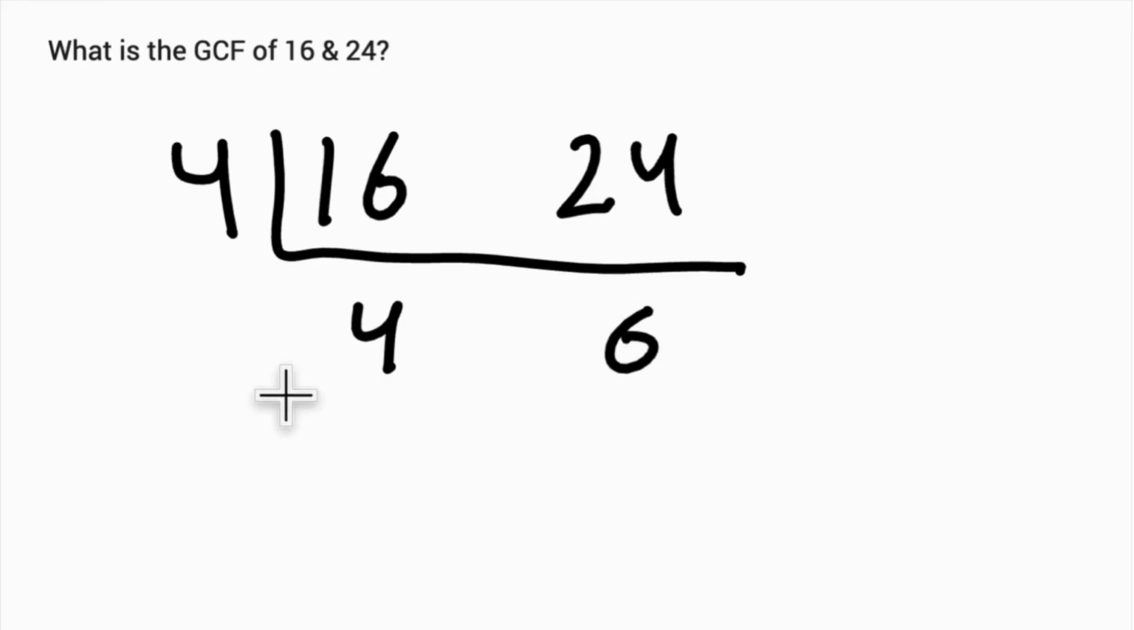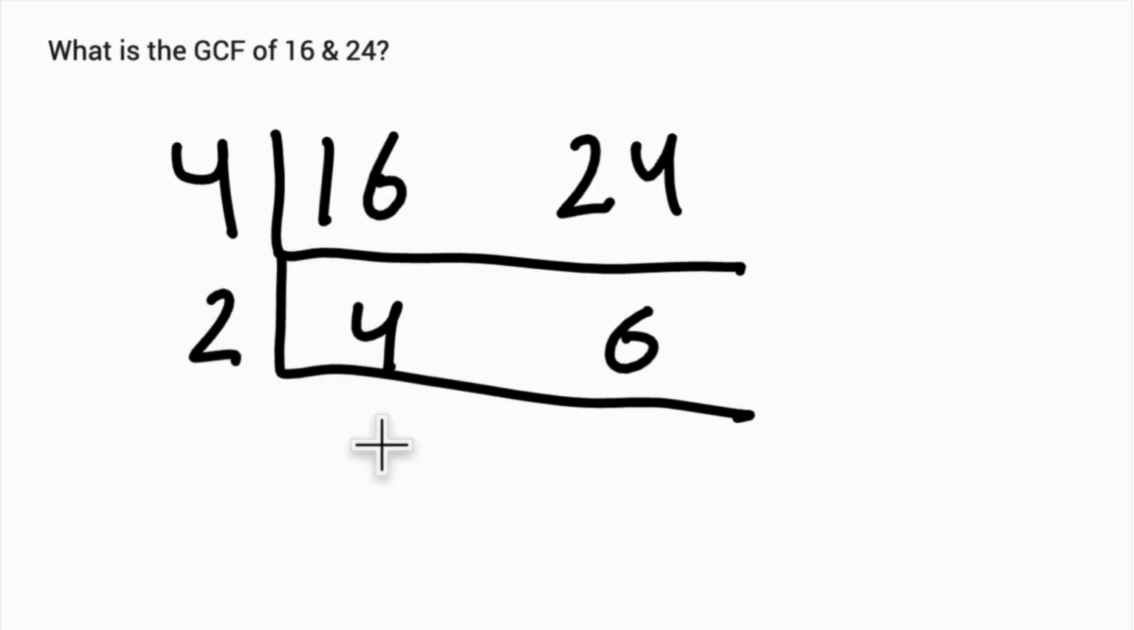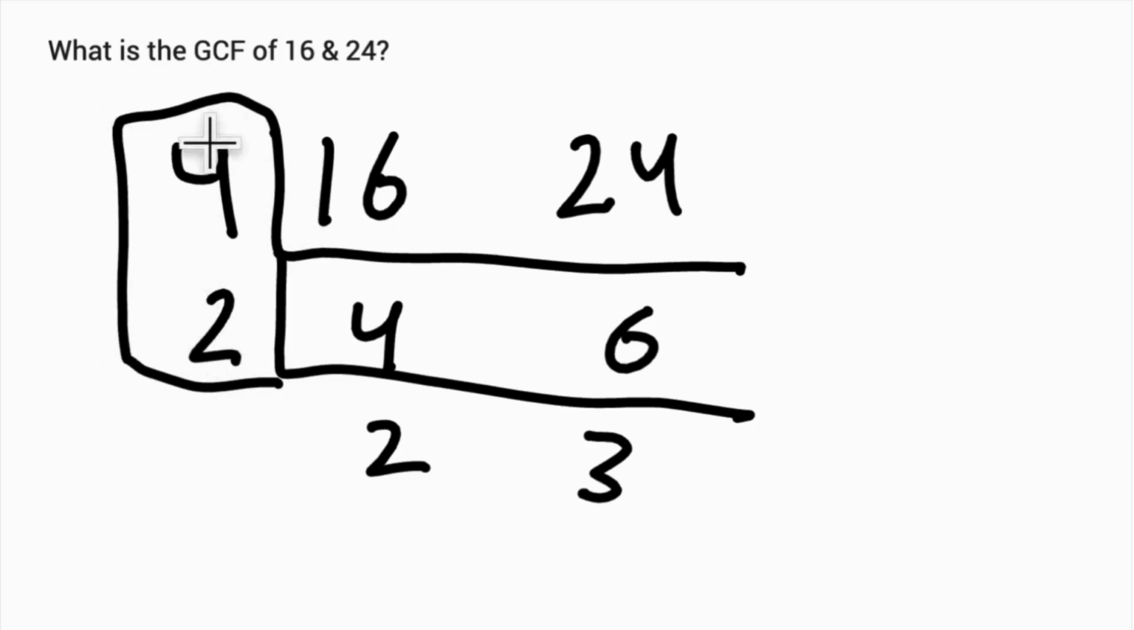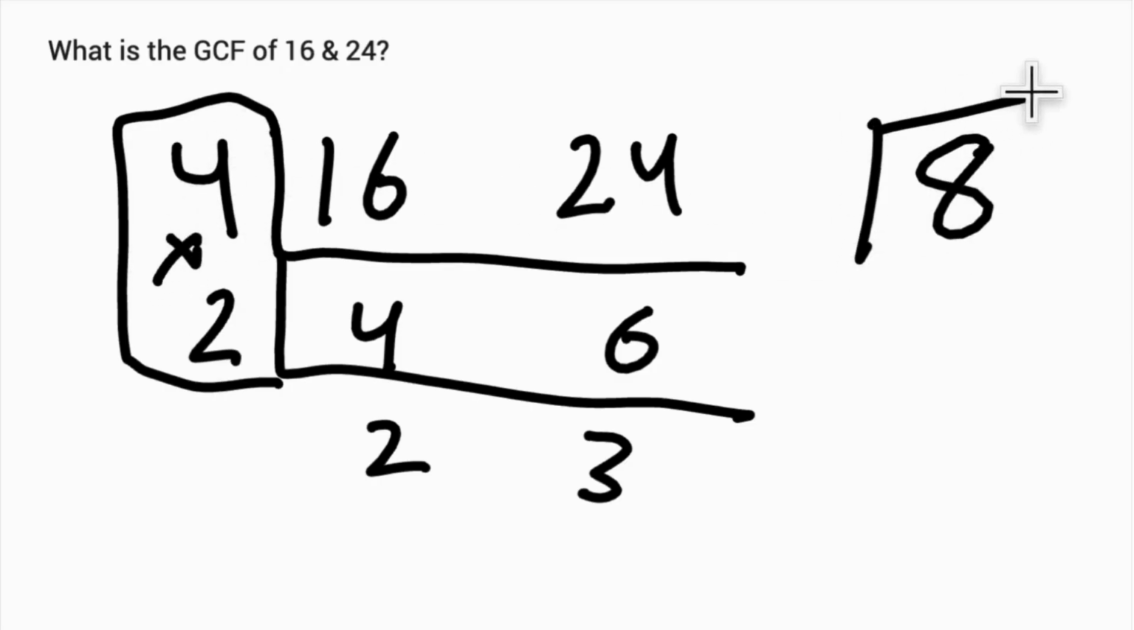Now we have to keep doing this until the numbers we end up with don't have any common factors. So 4 and 6, well, they have a common factor of 2. 4 divided by 2 is equal to 2, and 6 divided by 2 is 3. So 2 and 3, do they have any common factors? No, they don't. So now to find the answer, you have to multiply the numbers on the left side, which is 4 and 2. 4 times 2 is equal to 8. So the GCF of 16 and 24 is 8.